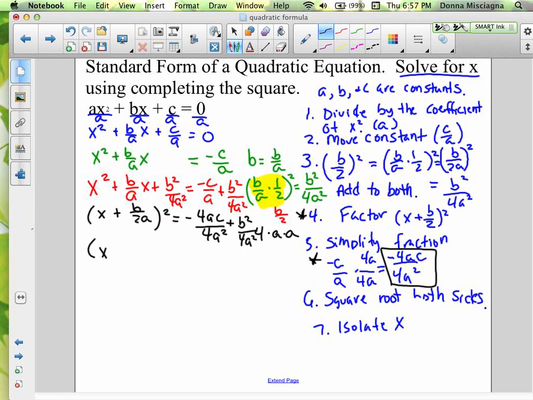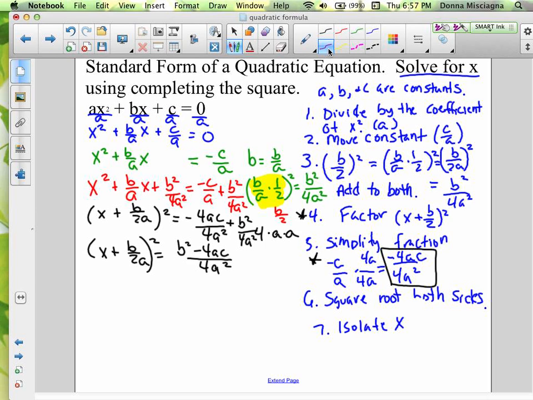So we still have x plus b divided by 2a. I'm going to just change the order, and I'm going to put the b squared first. That looks a little nicer to have the positive one first. So I'm going to put b squared minus 4ac divided by 4a squared. There we go.